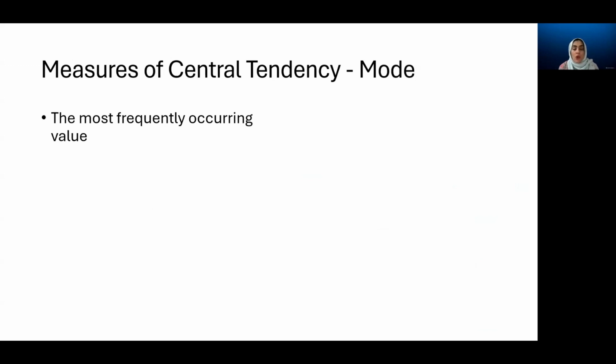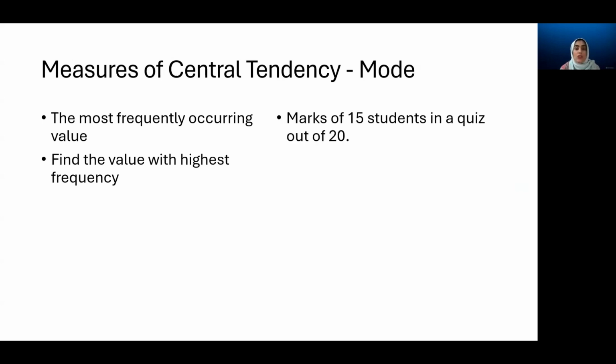Okay, the last measure of central tendency, which is the easiest to calculate, is the mode. Actually, there's no calculation involved here. You just have to see which value is occurring the most in your data set. You just need to scan the values in your data set and find the one which is repeating the most, or which has the highest frequency.